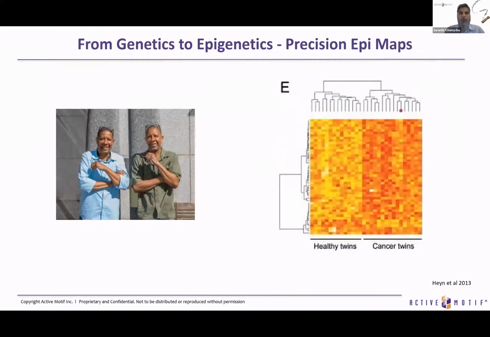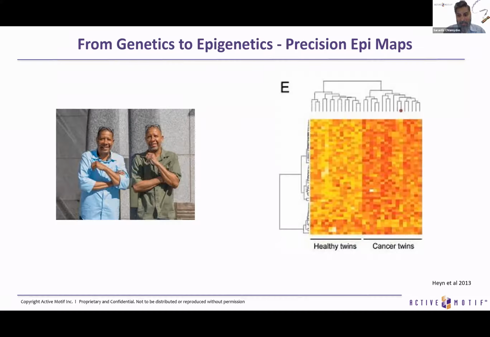Why is this all important? Because the biggest problem of precision medicine is to have precision maps. Genetics doesn't give the answer. Here's an example between healthy twins and cancer twins that, even though genetically quite similar, epigenetically have a lot of differences. That means in order to achieve high precision maps, you need to include also epigenetics data in your omics analysis.